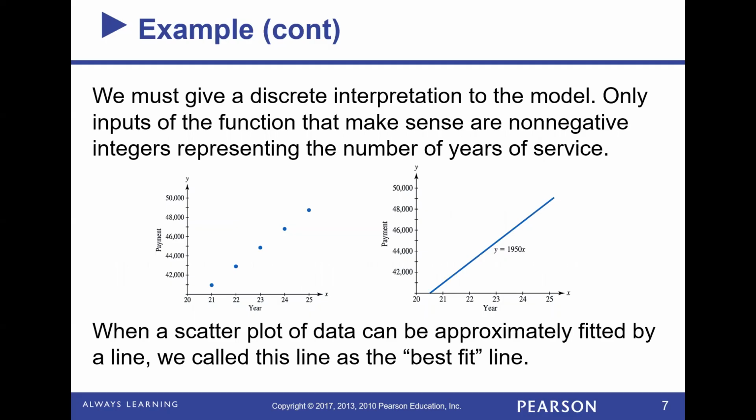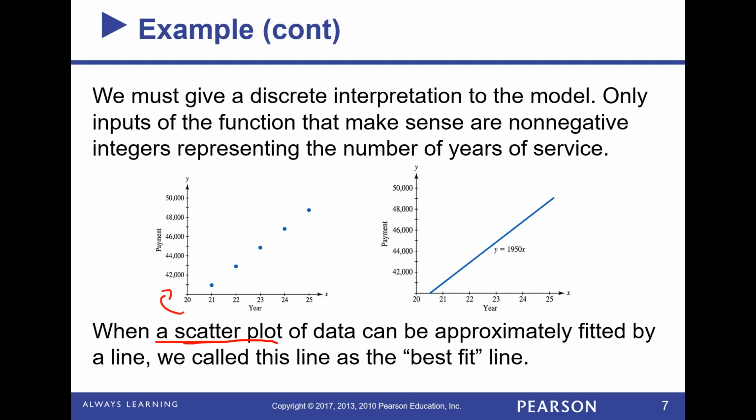So this is what it would look like, and the difference between the way we might display the data. In our first case here, I would put my data in these points, which is what we call a scatter plot, okay? So this is our scatter plot here. A scatter plot is basically where you plot the points. Now it can be approximately fitted by a line. So the line that we created, y equals 1950x, is what we would call our best fit line.